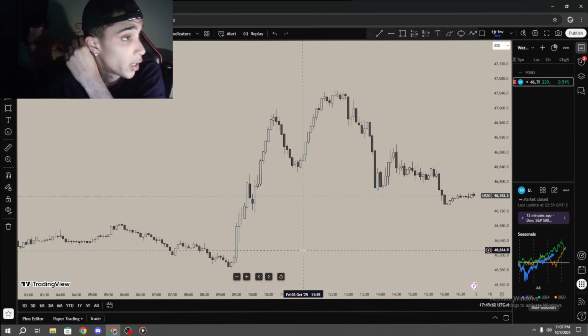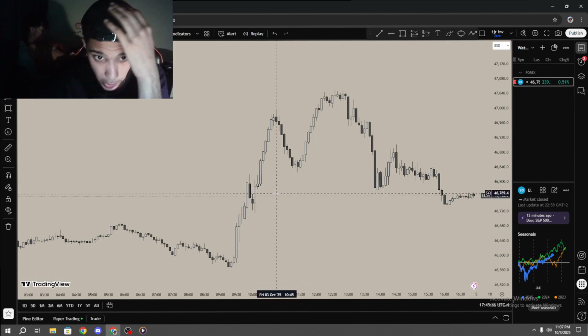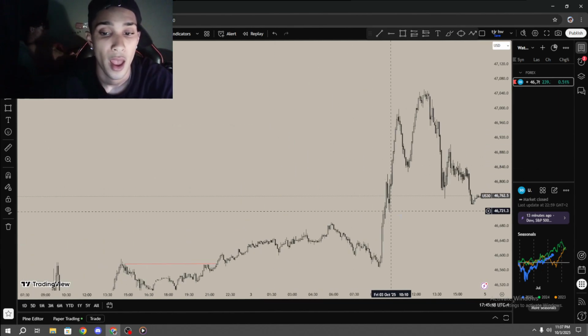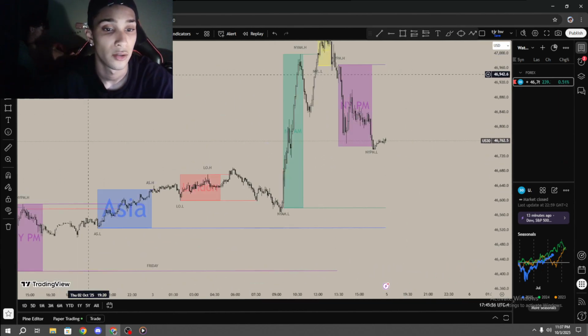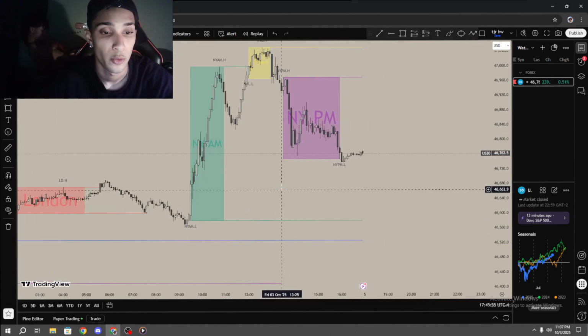This is the second trade and the only other trade that I took this week. Took two trades this week, this is the second one. And yeah, let's get into it. So I made 2% on my account trading this trade today.